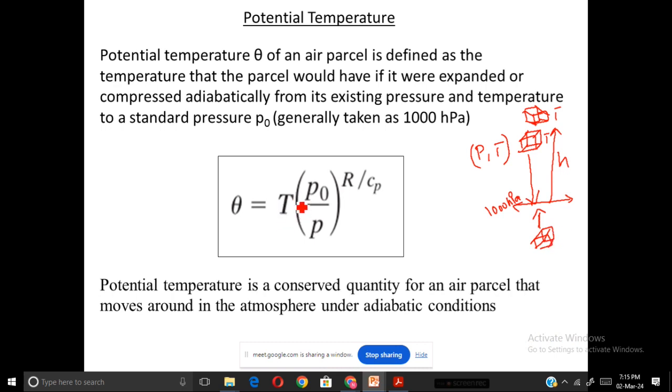So T is the temperature at which the air parcel was existing initially, P0 is the reference level of 1000 hectopascal as I told, and P is the initial pressure that the parcel was having. R, we know, is the gas constant, which is 287, and Cp is the specific heat at constant pressure. So this is the potential temperature.